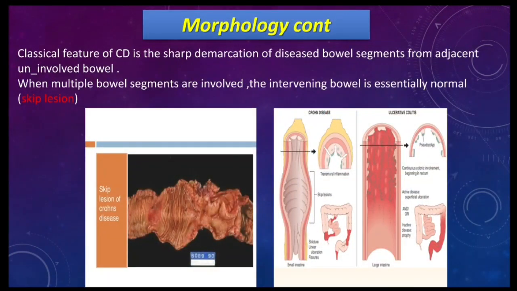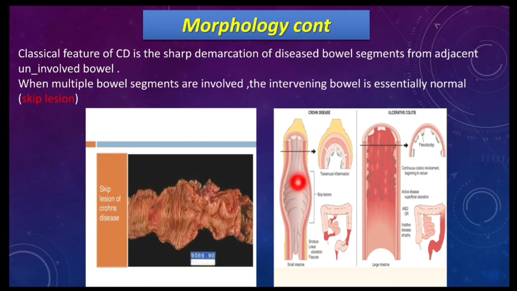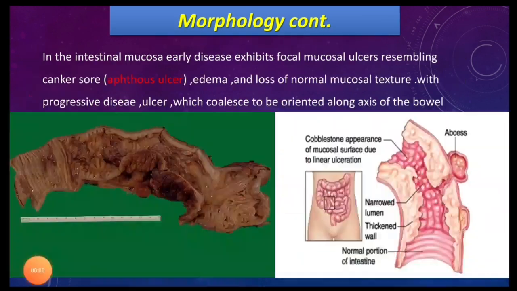The classical feature of Crohn's disease is sharp demarcation of the diseased bowel segment from adjacent uninvolved bowel. When multiple bowel segments are involved, the intervening bowel is essentially normal, and that's called a skip lesion. Here, we can see the skip lesions, and we can define them as wounds or inflammation that is clearly patchy, skipping areas that are thereby unharmed.